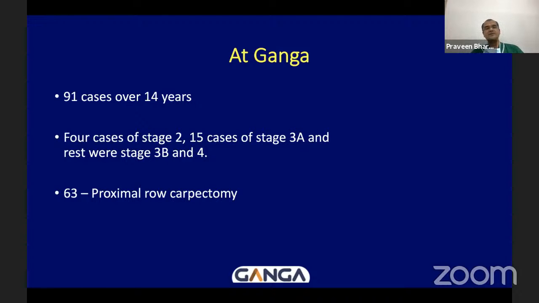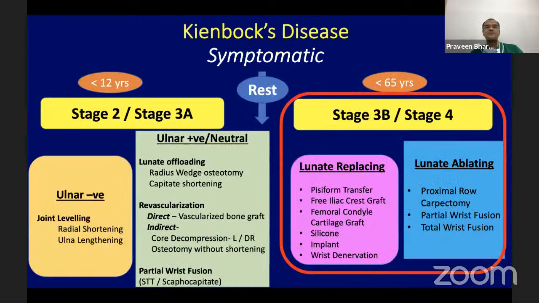This is a very interesting point, and Dr. Pankaj also mentioned this. Most of the time, patients report to us when the lunate is collapsed, because that is the main symptomatic stage. And since the lunate is collapsed at that stage, most of the time you will be required to do a proximal row carpectomy.